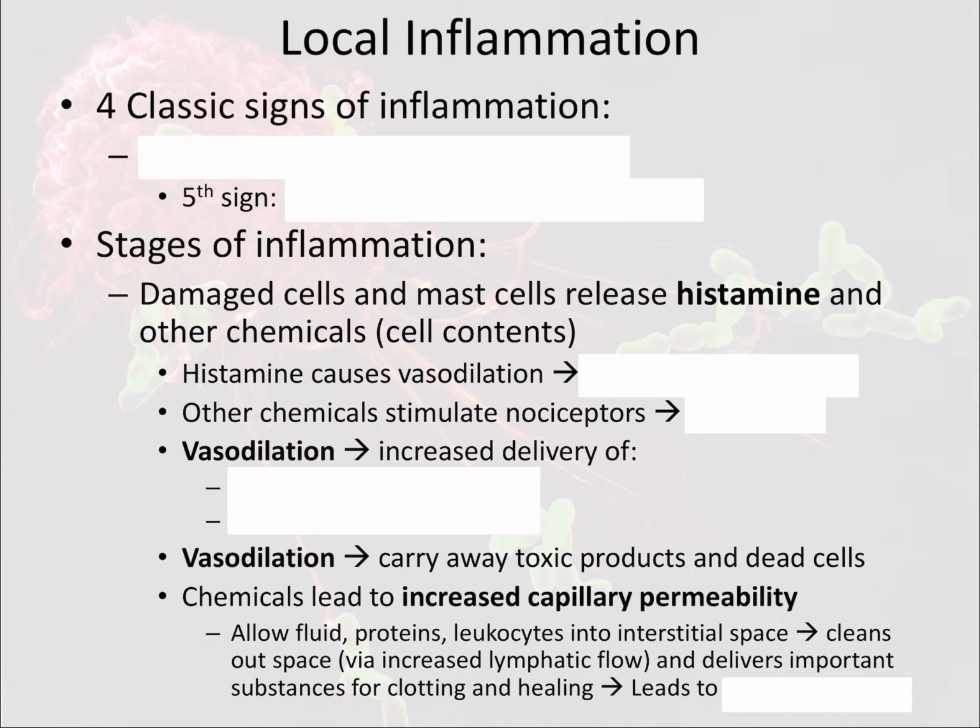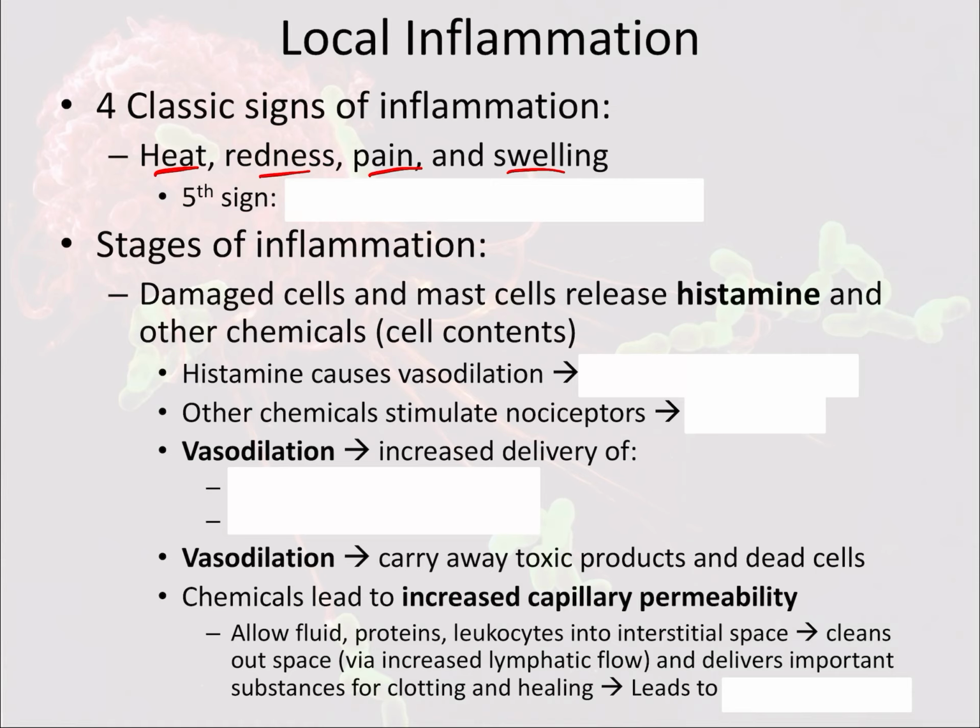Okay, so let's talk about local inflammation and what that looks like. Okay, so there's really 4 classic signs of inflammation, and those are heat, redness, pain, and swelling. If you're a kinesiology major and moving into sports medicine in some way, you'll most likely run into a 5th one, which has to do with impairment of function. Okay, the 4 classic ones are here, but then that 5th one is some level of impaired function.